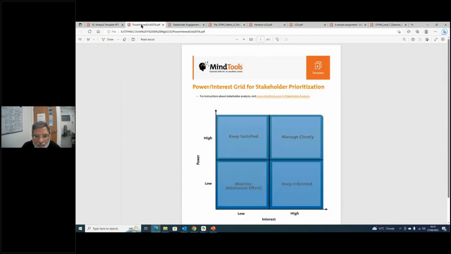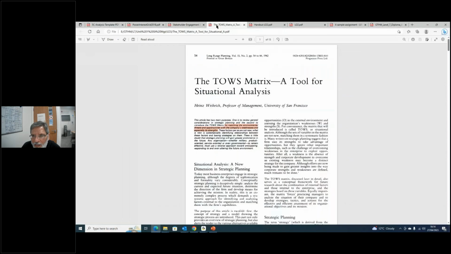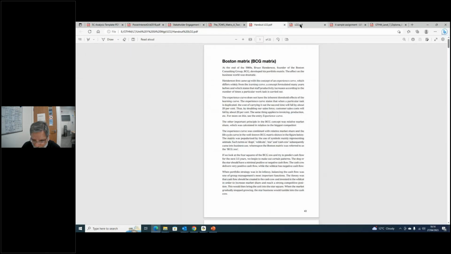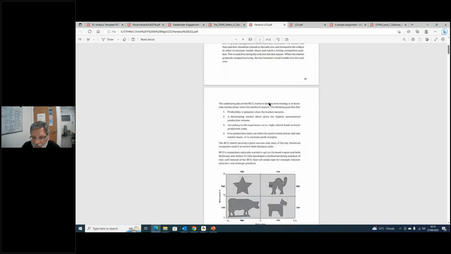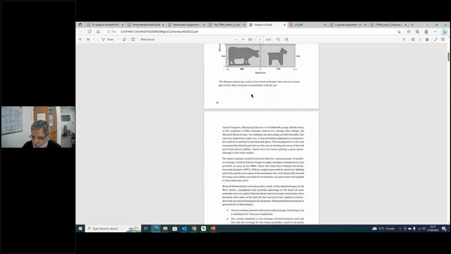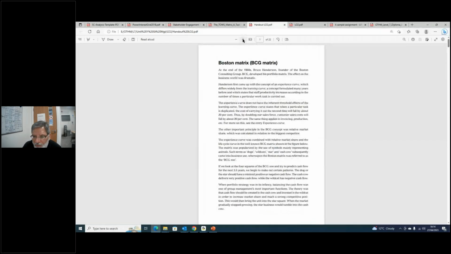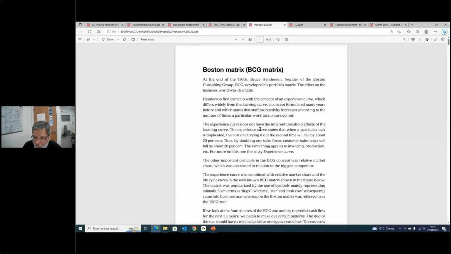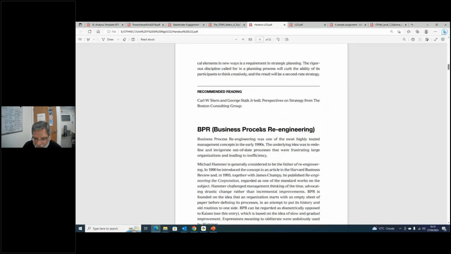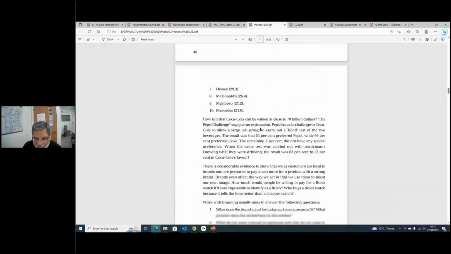We looked at this type of model, one of the models. You can use this Boston matrix or Ansoff's strategy, which we looked at, which is, I think, product development. Let me see if I can find it from here.